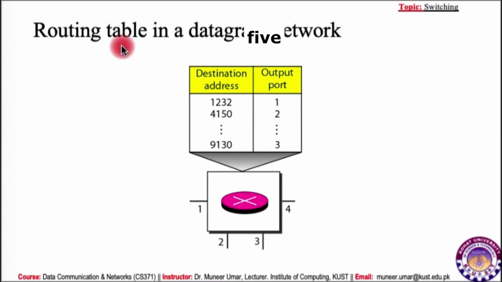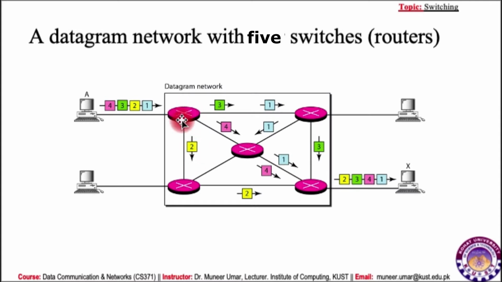Then we have a routing table in a datagram network. Each packet which is transmitted from source to destination keeps the addresses of the source node and the destination node, and these addresses are checked at the router level. At each router, the addresses are checked and the packets are diverted according to the addresses stored in these packets.